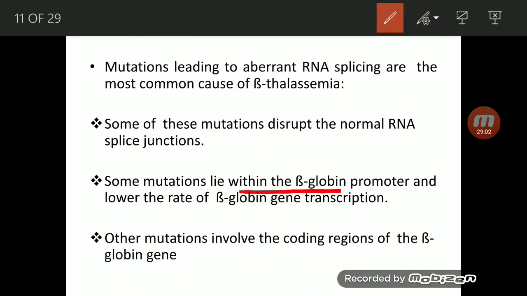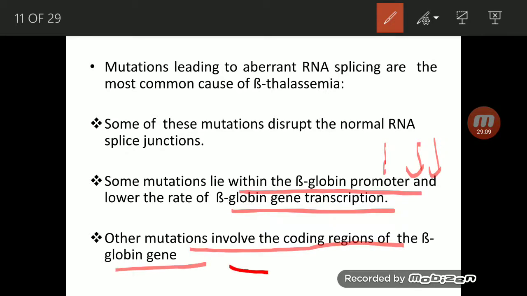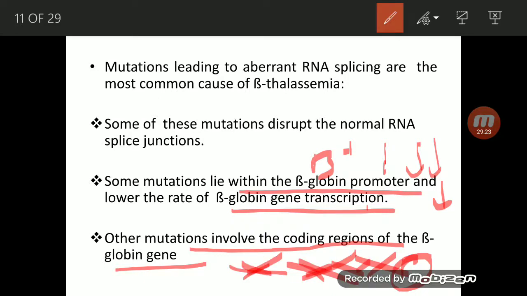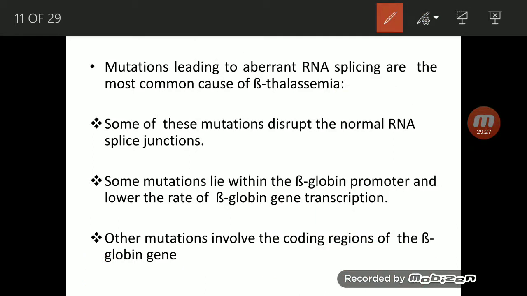In this case, you are only slowing your process. In this case, you are affecting your entire process of translation. So in this case no protein will be formed, whereas in this case, since you are just lowering your rate, it is beta plus, whereas in this case no protein is being formed. This is a severe form of mutation. So depending upon these three types, you get different types of thalassemia.